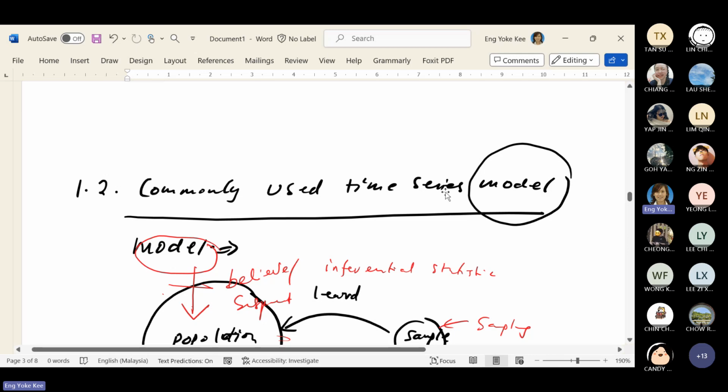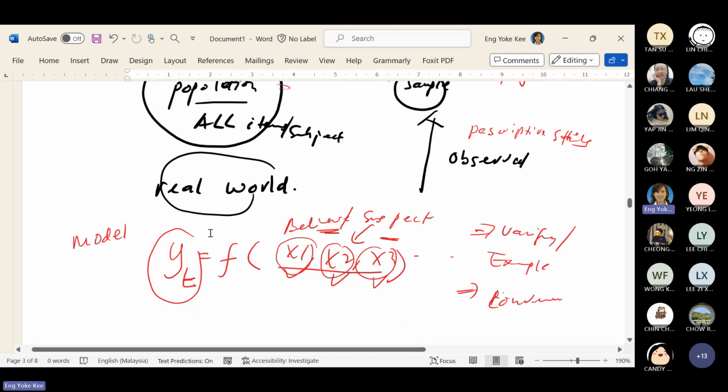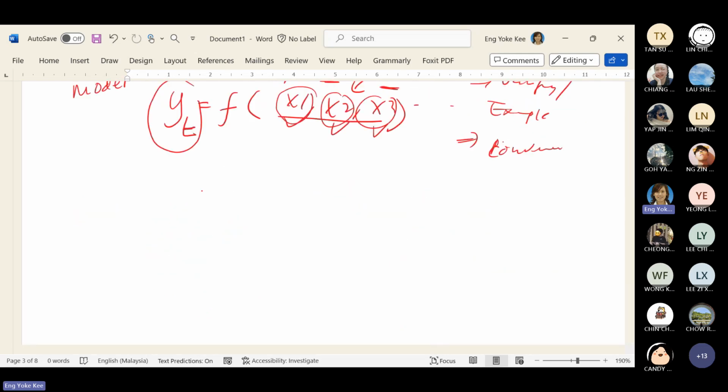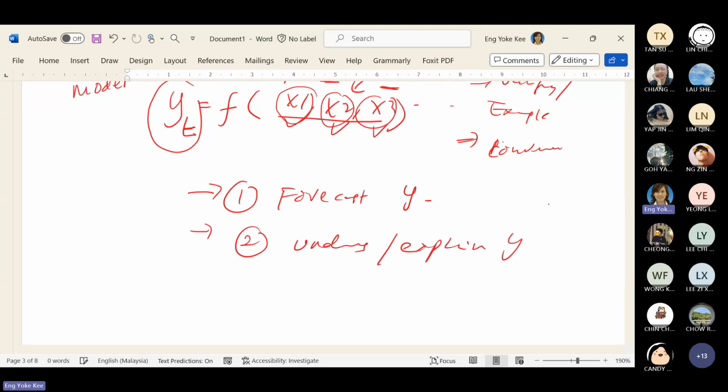What kind of time series model can we use to learn about the real world? Normally in time series data, we learn about the real world by looking at these two. Number one, we want to forecast. Number two, we want to understand or explain why. This is normally what we do in practice. And we want to see what we believe on my right-hand side, is it true or not? How I understand or see the real world, is it true or not? This is what you do.